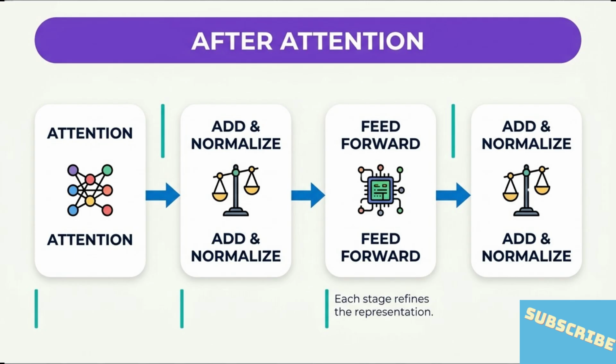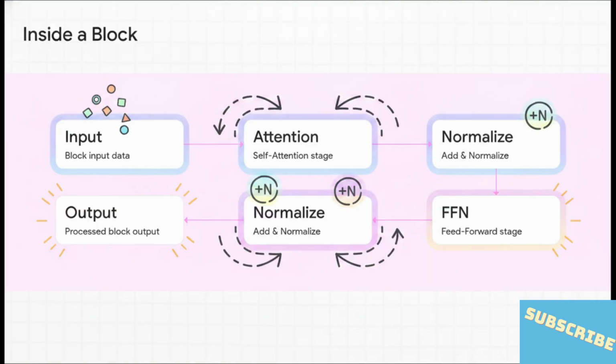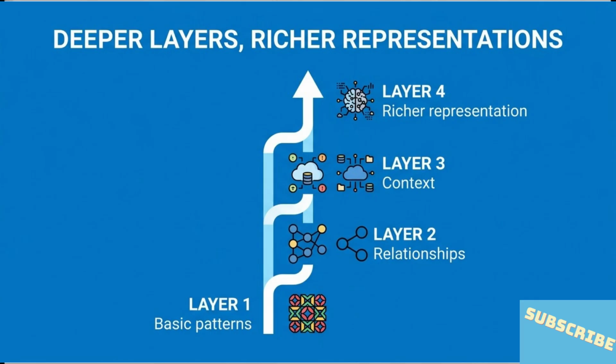Now please, do not panic about the complex math here. For our purposes today, just focus on this flow. We have core processing components surrounded by what are called residual connections and layer normalization, represented by those add and normalize steps. These basically just help stabilize the processing and allow information to flow smoothly through the network.